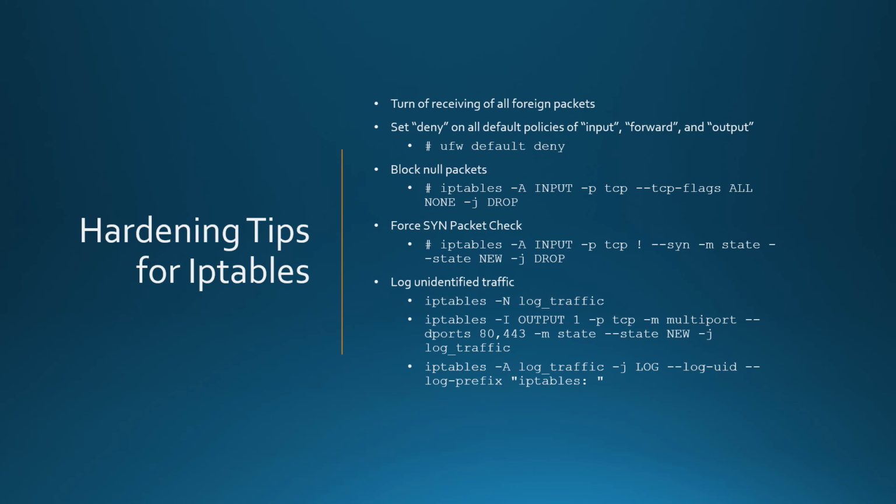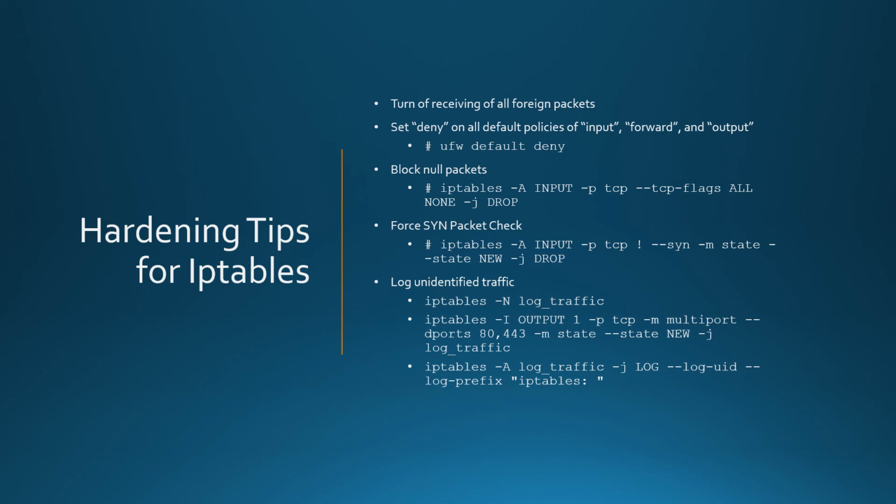Hardening tips for IP tables. Again, like I said, my command of the command line is still developing, but I did find some very useful commands through the IP tables distro documentation. So first thing is turn off receiving of all foreign packets to begin with. When you first set up, you're going to have to adjust these settings as you develop your server. That's not an endpoint. That's a start point.